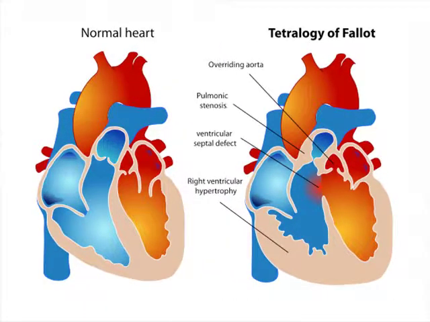Here's a graphical representation of a normal heart on the left and a heart with tetralogy of Fallot on the right for comparison. The 4 classic elements are membranous ventricular septal defect, pulmonary stenosis, right ventricular hypertrophy, and overriding aorta. The severity of the defects and distinct anatomy can vary considerably from patient to patient. One of the elements that is inconsistently represented is the right ventricular outflow obstruction.